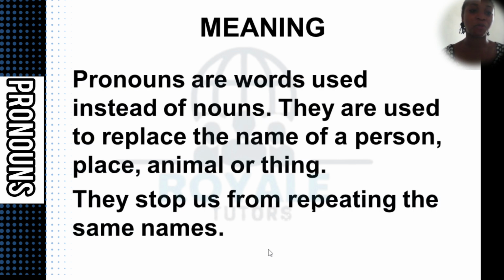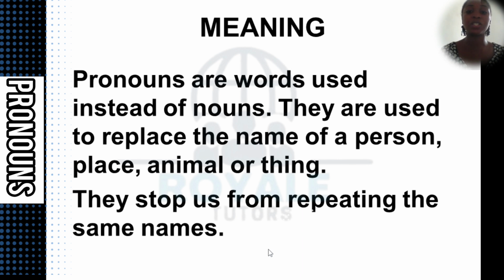Let's look at the meaning of pronouns. Pronouns are words used instead of nouns. So that's to tell you that instead of using a noun, you can use a pronoun. And that brings us to the second definition that we have here. They are used to replace the name of a person, animal, place, or thing. And that is a noun. So you use pronouns to replace the name, to replace a noun.